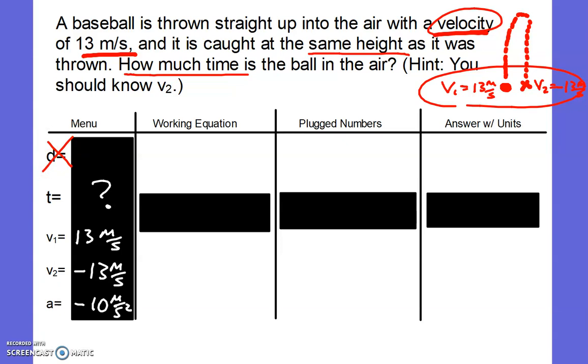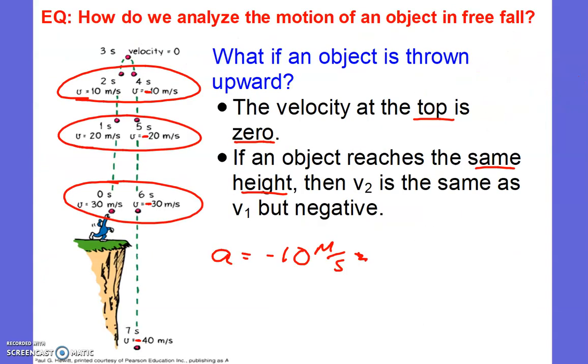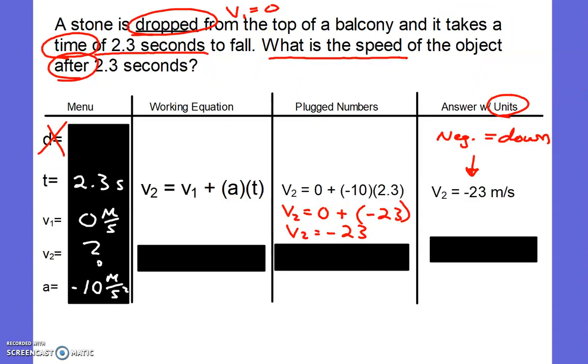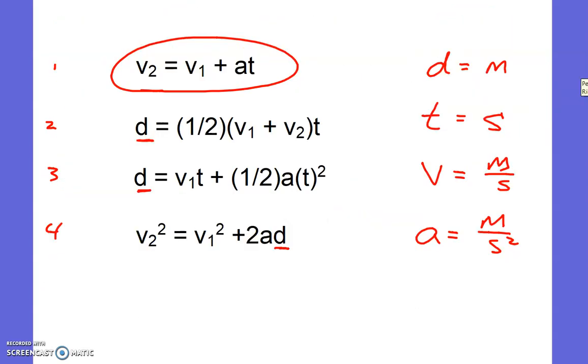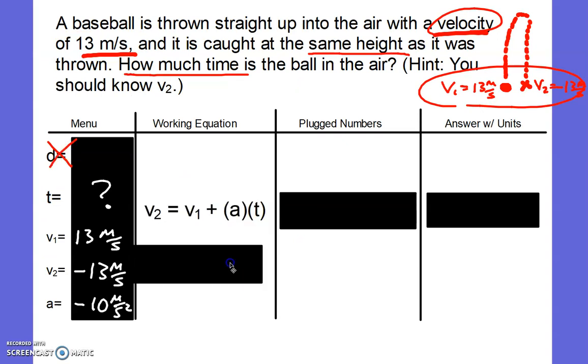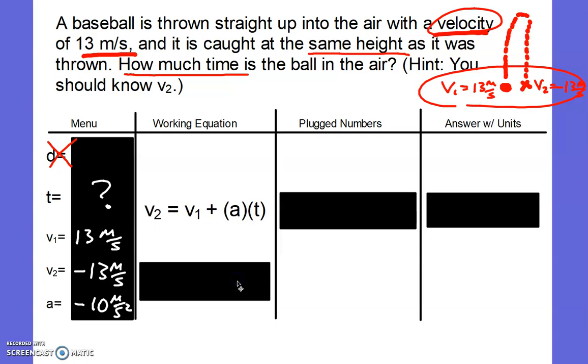So now as we choose our equation, we see again that we're going to use the first equation here, the one that does not have the letter D. Now this time, in place of V1, we're going to write 13. In place of V2, we're going to write negative 13. In place of A, we're going to write negative 10.